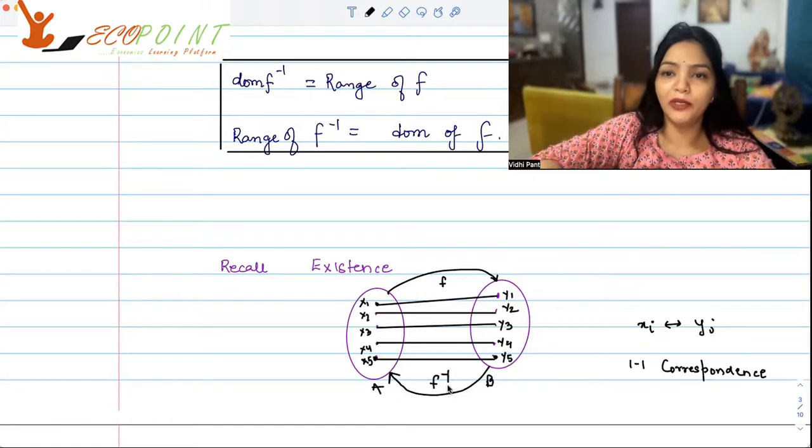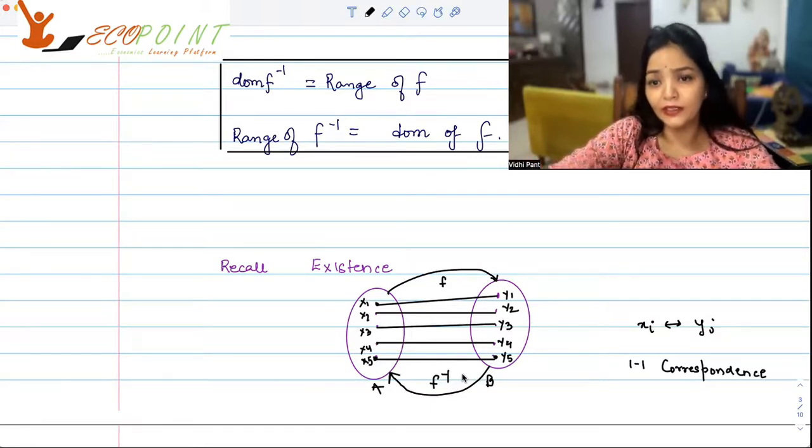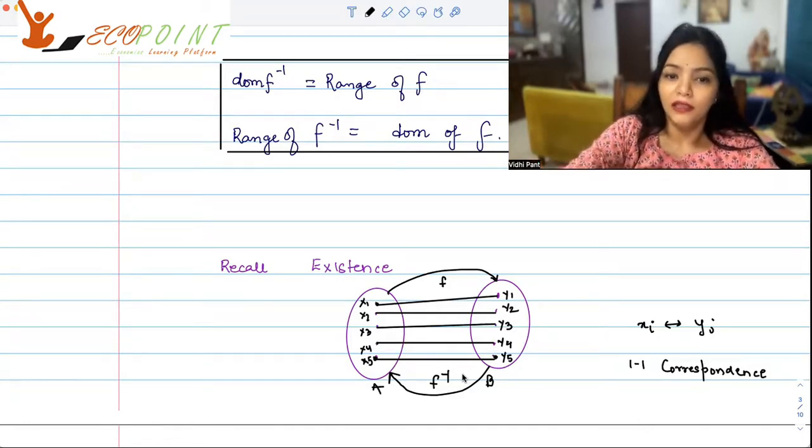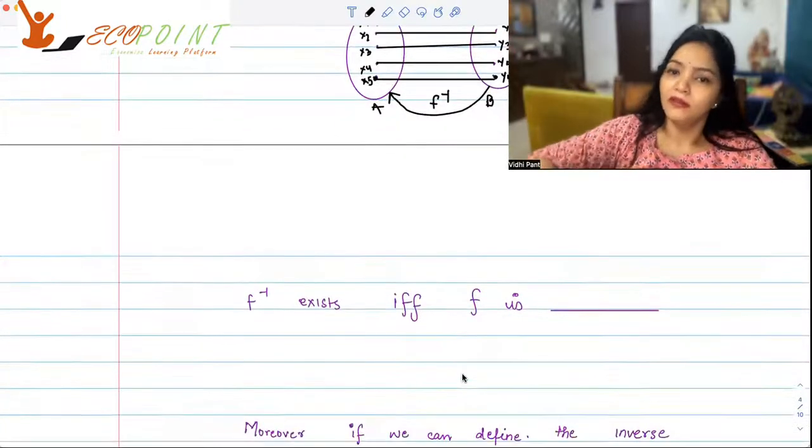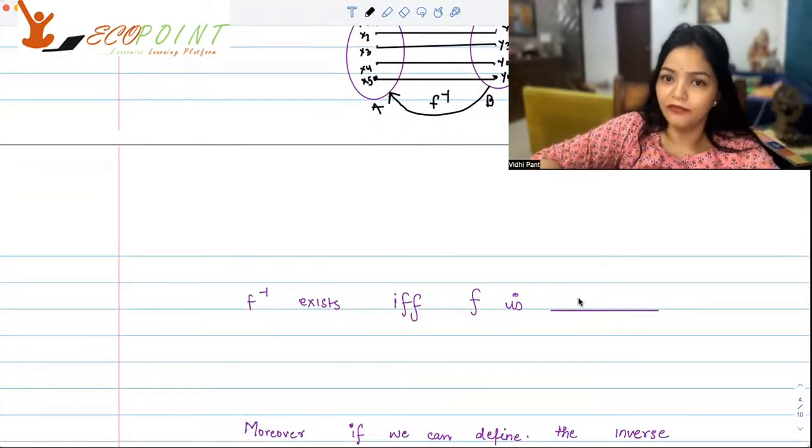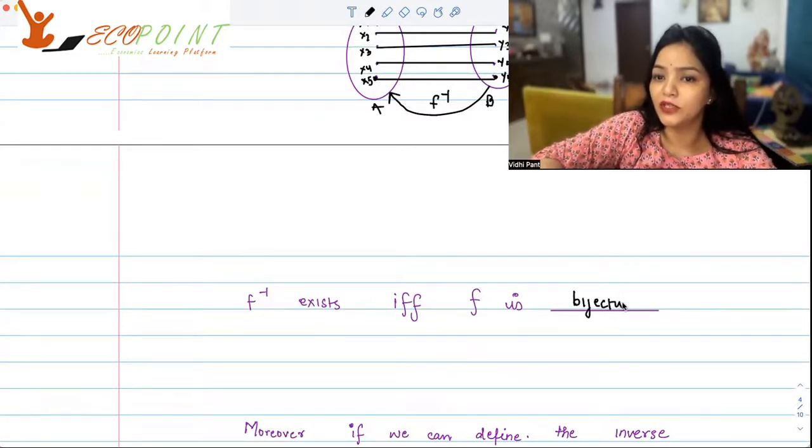That going from B to A comes with the application of the function F inverse. That's the criteria for existence of an inverse. So it looks like the criteria for existence of an inverse is one-to-one correspondence. Now, please remember that F inverse exists if and only if there is a one-to-one correspondence, which in other words we call bijection. F is bijective. Bijective means it's one-to-one and onto, right?